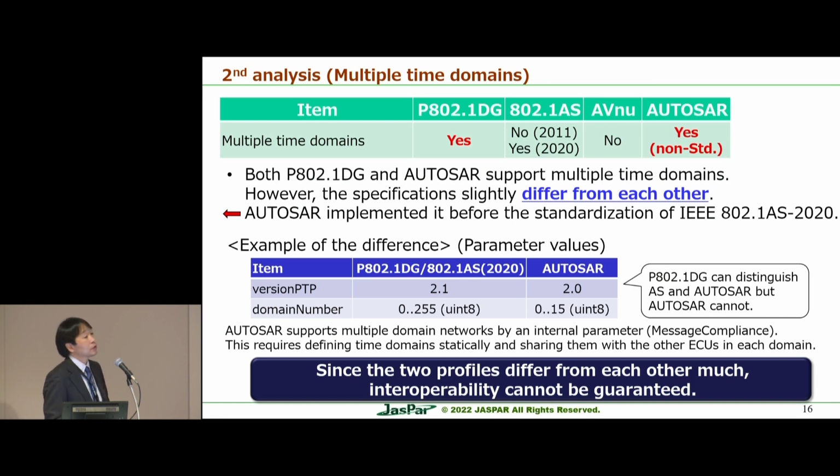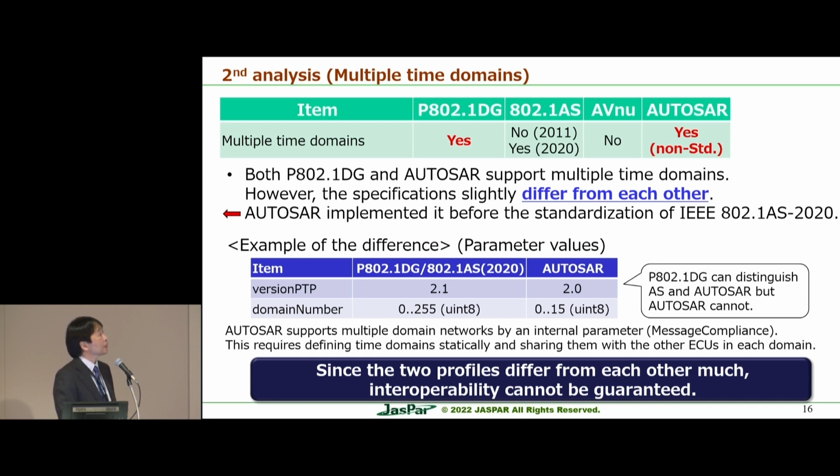So let's move on to the second analysis about multiple time domains. As you can see from these tables, .1DG and Automotive support multiple time domains. However, the specifications slightly differ from each other, because Automotive implemented it before the standardization of 802.1AS-2020. I will show you examples of the differences in terms of the parameter values.